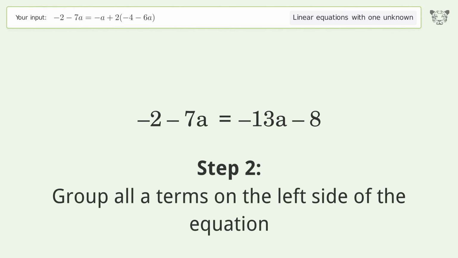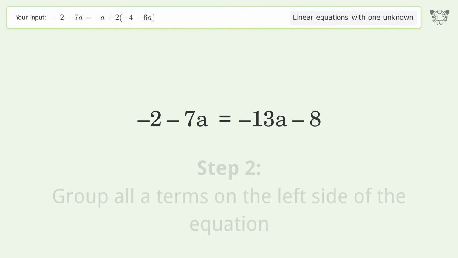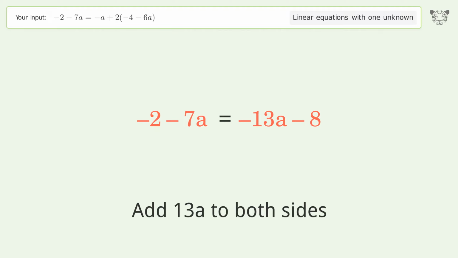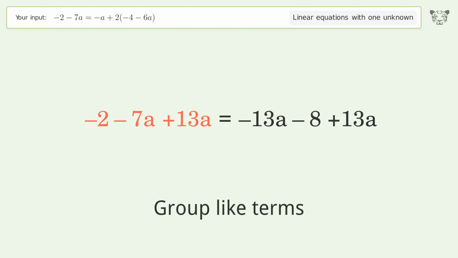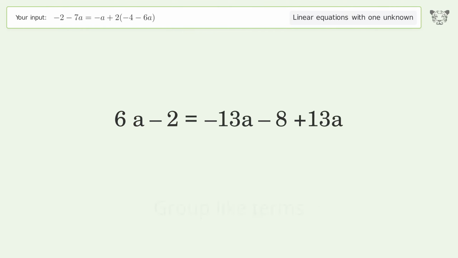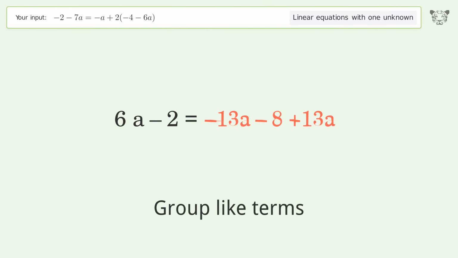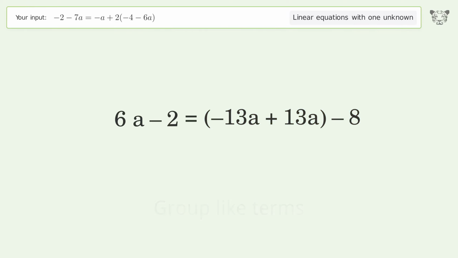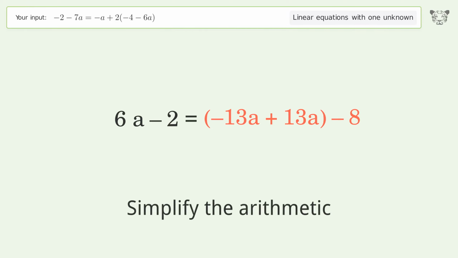Group all a terms on the left side of the equation. Add 13a to both sides. Group like terms. Simplify the arithmetic. Group like terms. Simplify the arithmetic.